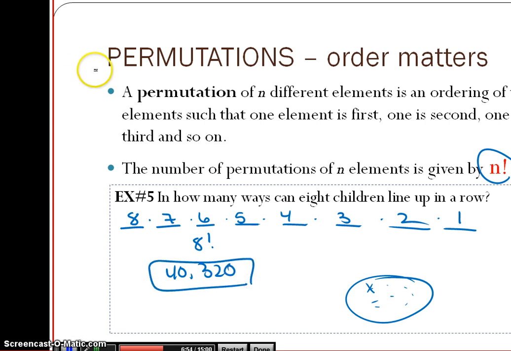Okay, so when you have a permutation, and order matters, you put lines out representing the different spaces. In this case, the spot for the first kid, the spot for the second kid. There's 8 kids to put in the first spot. Now that that person's picked, there's 7 kids left to put in the second spot. Then there's 6 kids left to put in the third spot, and all the way down to 1.